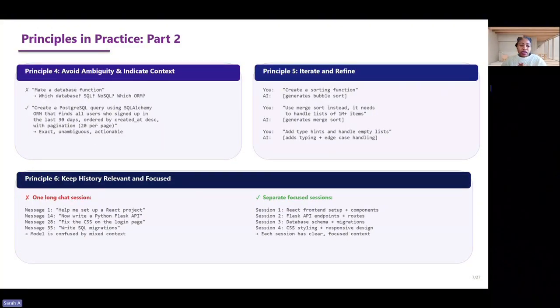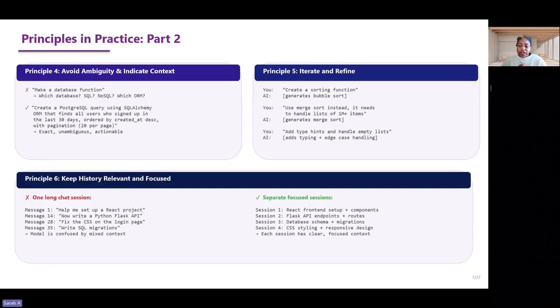Then the final principles. So let's look at principle 4, avoid ambiguity. Telling Copilot "make a database function" isn't telling it anything useful. What database are you using? Are you using Cosmos DB? Are you using PostgreSQL, SQL query, right? So you want to make sure that you're telling Copilot exactly what you want, and Copilot will generate the exact working code for you.